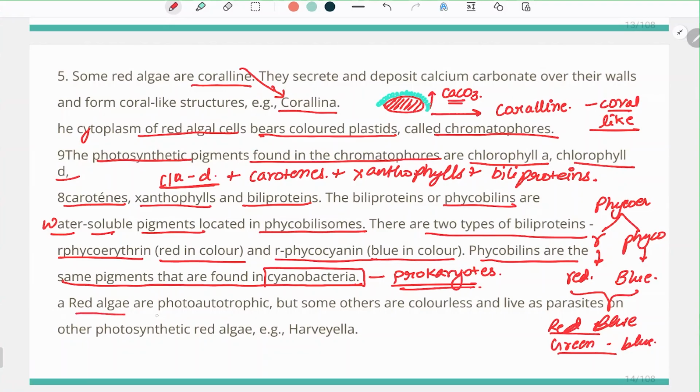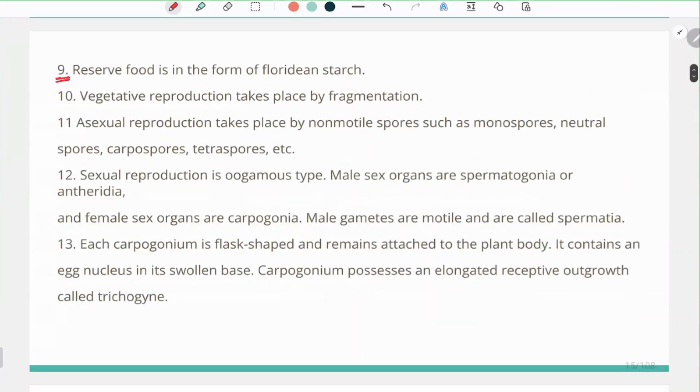The red algae are photoautotrophs, but some others are colorless and live as parasites on other photosynthetic red algae, such as Harveyella. I have said that not all plants are autotrophs. There are some exceptions present. So in the case of algae, the exception is Harveyella. Harveyella is a colorless alga, which is present as a parasite on the surface of the green algae, and it takes its nutrition from the green algae. So the name is Harveyella. The reserve food is in the form of Floridean starch.